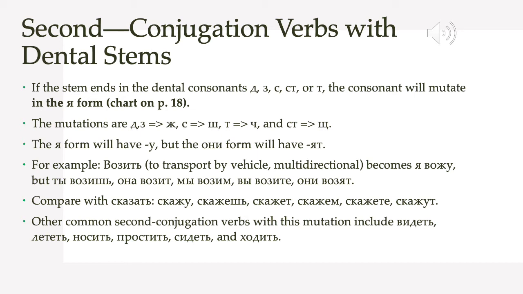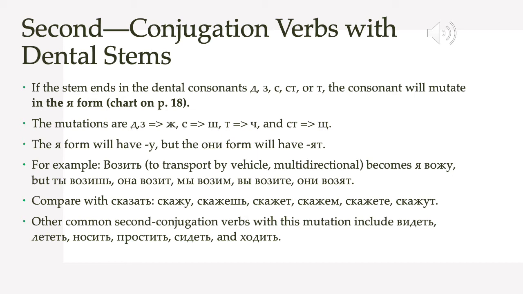And возить becomes я вожу. The z becomes a zh, and then we have a husher. The eight-letter spelling rule comes into effect, and so we write u. But then we have ты возишь. Она возит. Мы возим, вы возите, они возят.